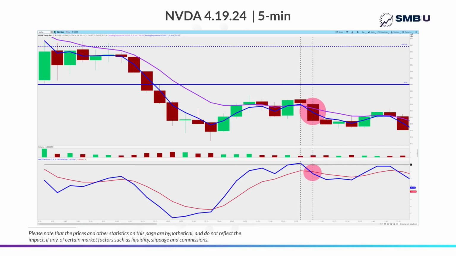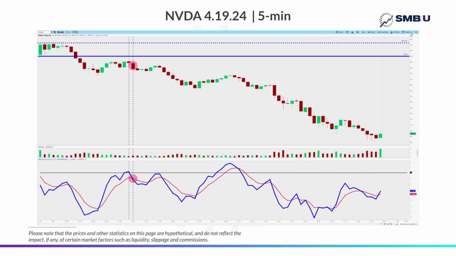And so if we zoom out and look at the whole day, we can kind of see where our entry is in the context of the chart. And again, just using the MACD, we can't expect this kind of follow through. This kind of follow through is coming because we're in a powerful setup. We're just using the MACD for this entry signal.